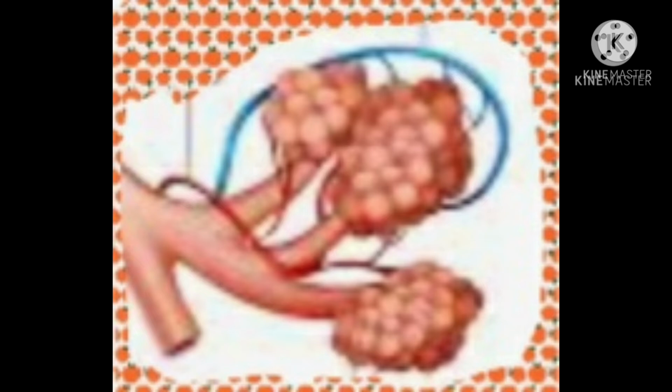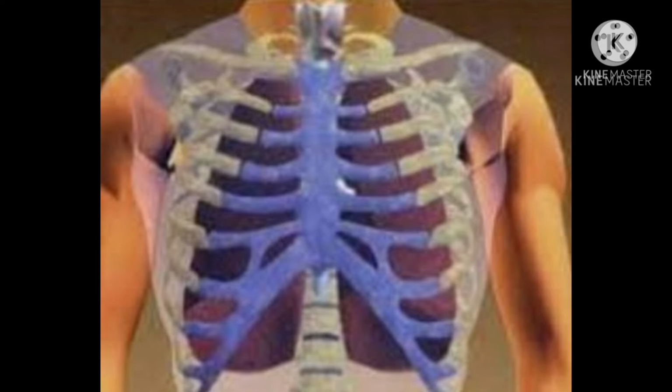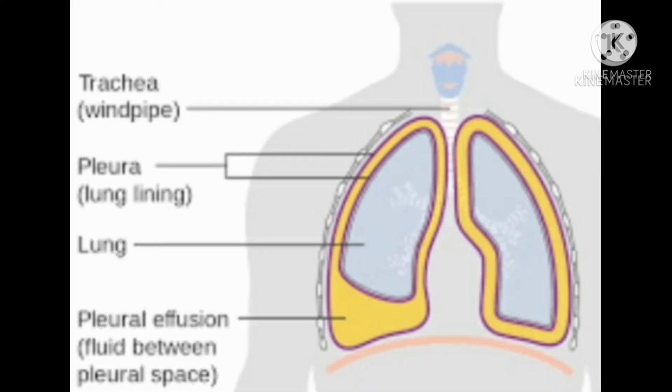The walls of the alveoli are very thin and they are surrounded by very thin blood capillaries. The exchange of gases between the air and the blood takes place across the walls of the alveoli. The lungs are two spongy elastic bags placed one on each side of the chest under the rib cage. The lungs are covered with a membrane called pleura.